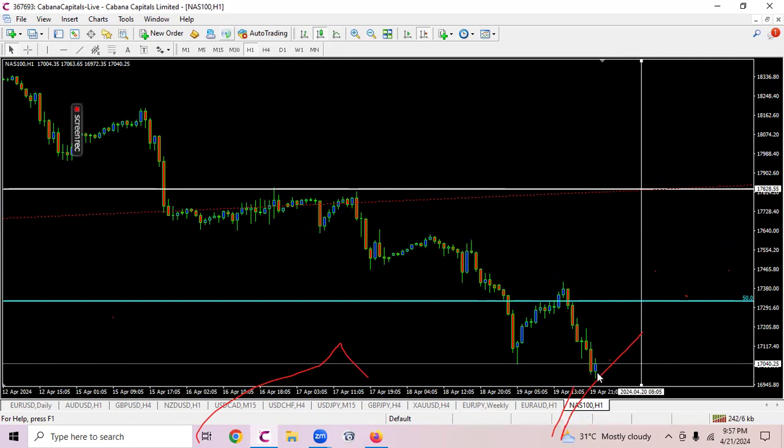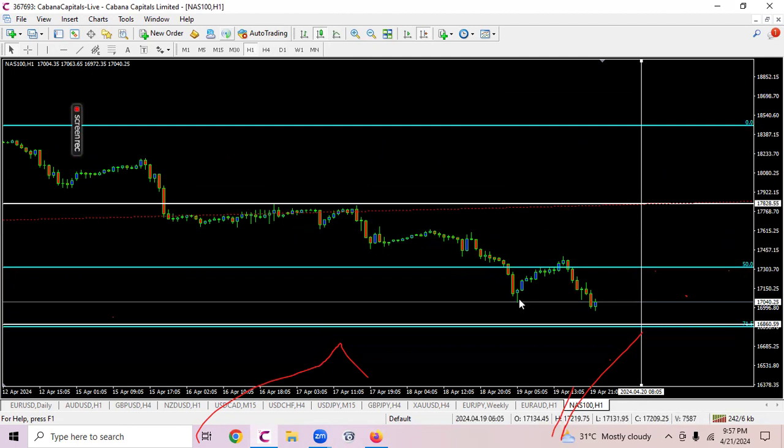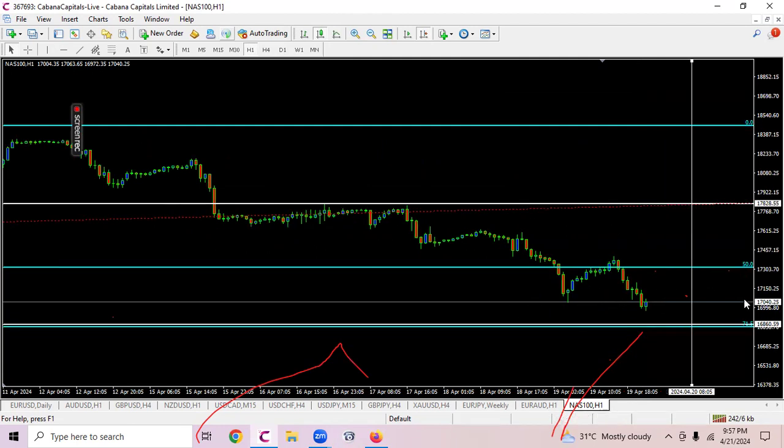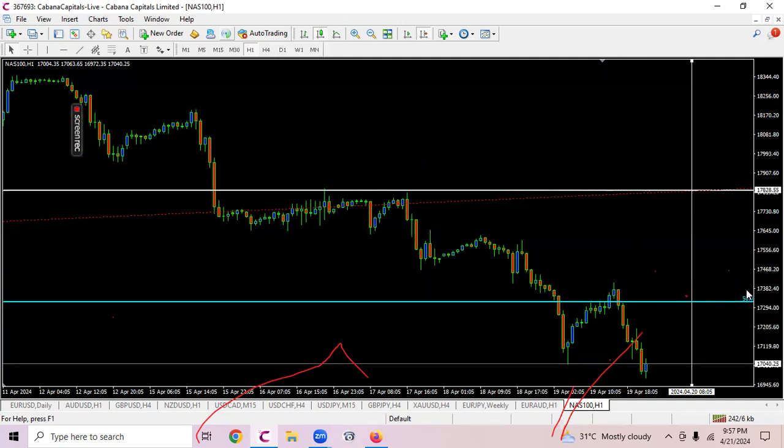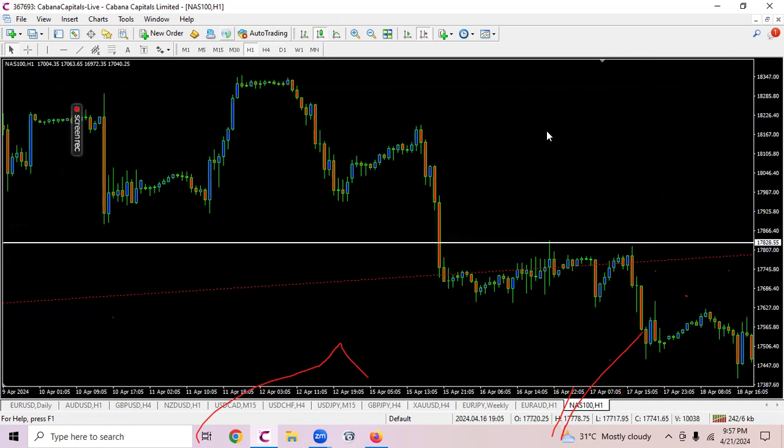On 1 hour, this is a bullish spinning bottom, which indicates change in trend. Liquidity has been cleared at this point. So this is a bullish pattern. You should go bullish. If I want to take any trade on US 100, it will be buy for now. So that's my take on US 100.